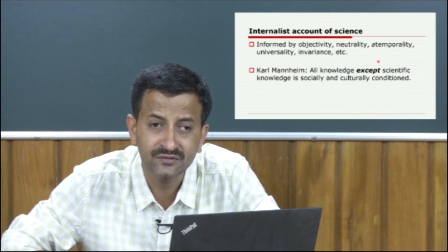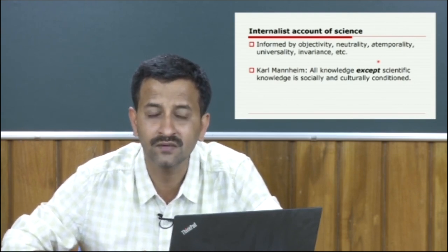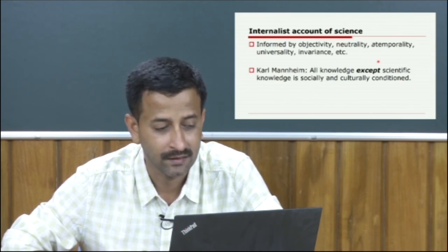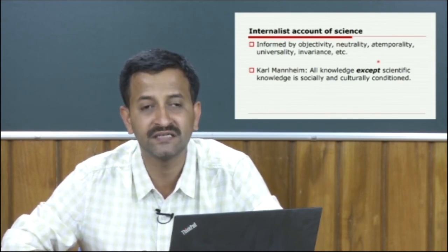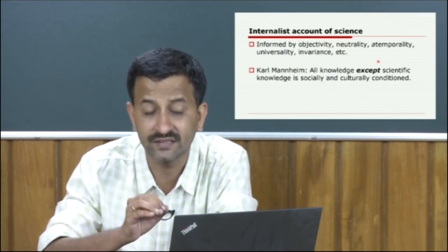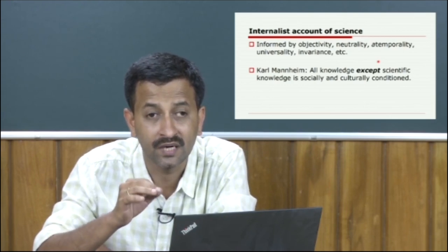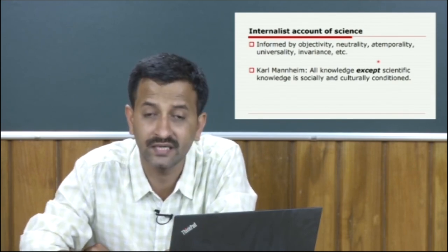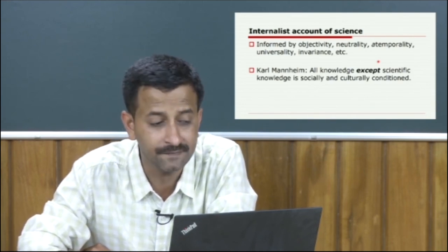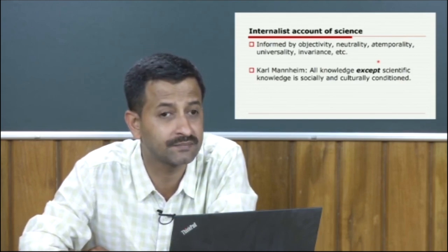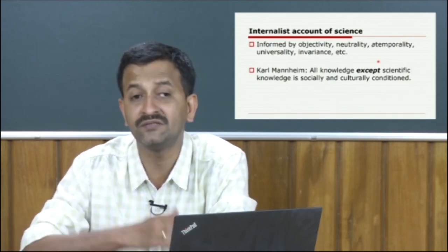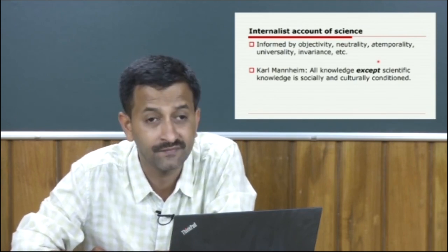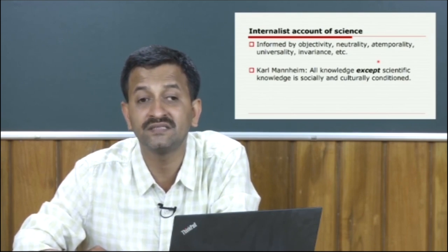Perhaps for this reason, Karl Mannheim, one of the founders of sociology of science and technology, wrote in Ideology and Utopia that all knowledge except scientific knowledge is socially and culturally conditioned. I must emphasize the way Mannheim suggested that all knowledge except scientific knowledge is socially and culturally conditioned. I mean, then science becomes superior, science is objective, science does not take upon any kind of subjective factors, science is neutral, science is atemporal, I mean science does not vary across time and space, science is universal, science is invariant.